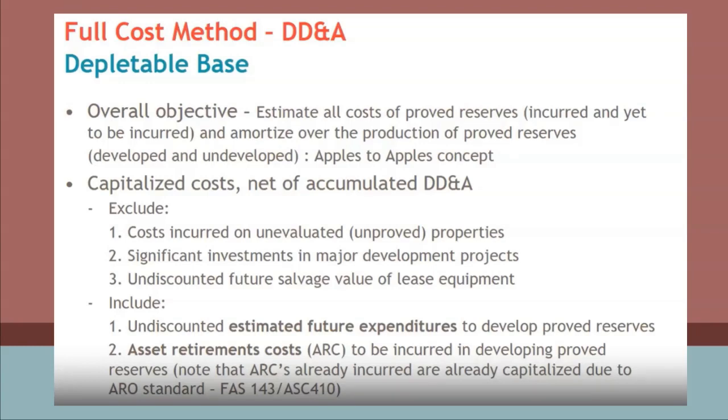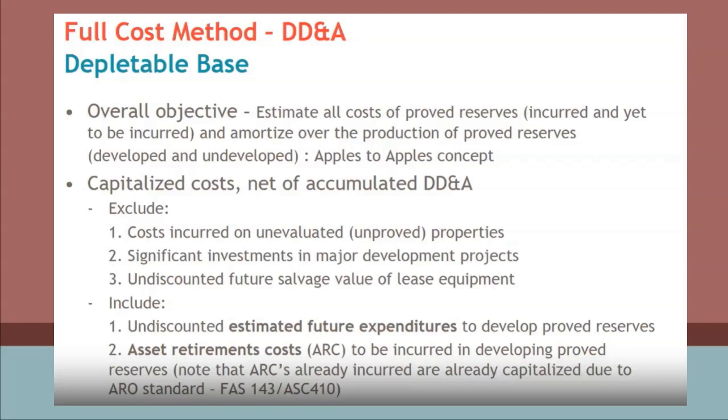You also need to exclude significant investments in major development projects. We'll get into those in a minute. And undiscounted future salvage value of lease equipment. We want to make sure that we're including undiscounted estimated future expenditures to develop those proved reserves. So if you've got a PD&P well, and there's going to be some future expenditures that you need to incur to get that well producing again, you need to include those costs. Undiscounted, but you need to include them.